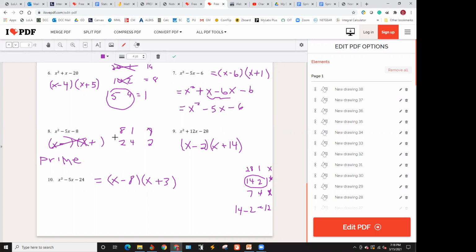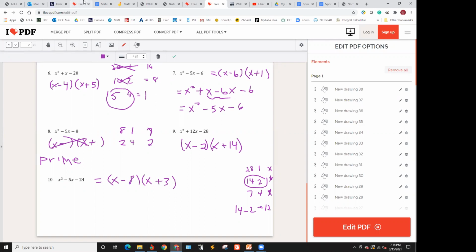There were no factors here. See, 8 minus 1 was 7. 2 take away 4 was 2. And that's the only 2, and none of them came out to 5. So as long as we've got all of the factors that multiply out to be 8, and none of those differences are 5, then we're in prime territory.